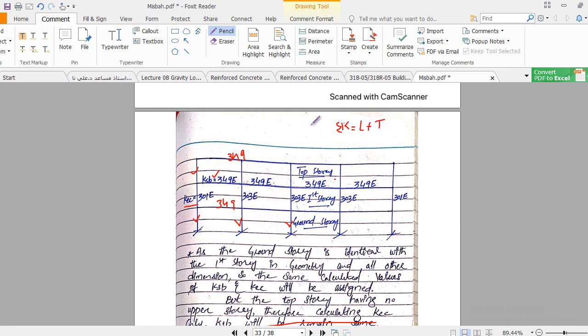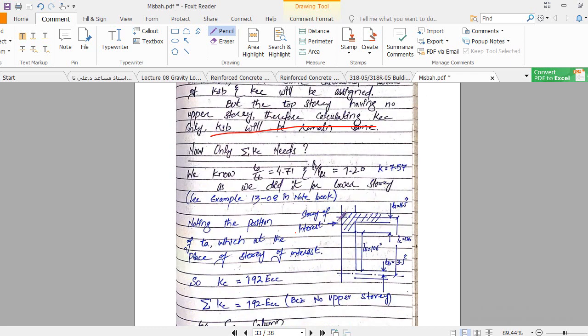Now in the case of the top story, we don't have any top column, so that's why our K value will be different. But as I already explained, if there is symmetry in story heights or floor heights, the value which you find for your bottom column will be the same for your top column. So we are lucky here, because there is similarity.